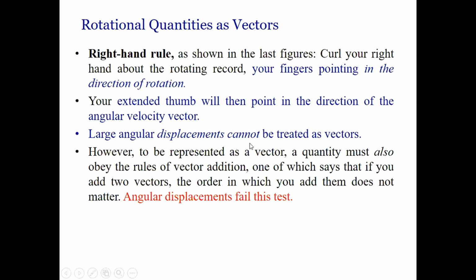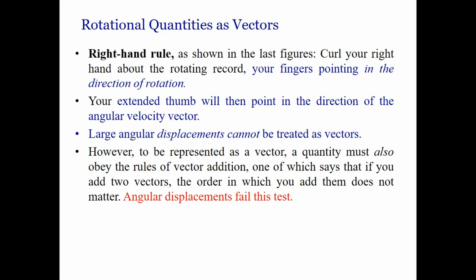This right hand rule, as shown in the previous figure, works like this: when you curl your right hand about the rotating record, your fingers point in the direction of rotation, and your extended thumb will then point in the direction of angular velocity. Large angular displacements cannot be treated as vectors. However, we represent them as vector quantities because we consider the rotations to be small.